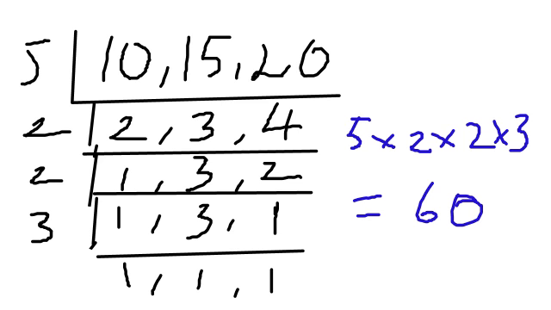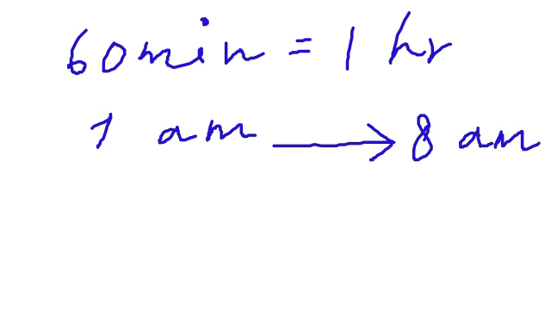60 minutes means 1 hour. When they started at the point together at 7 a.m., after 1 hour what is the timing? 8 a.m. Therefore they will meet at 8 a.m.